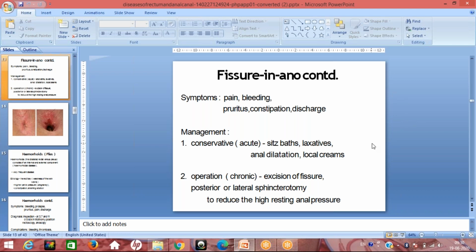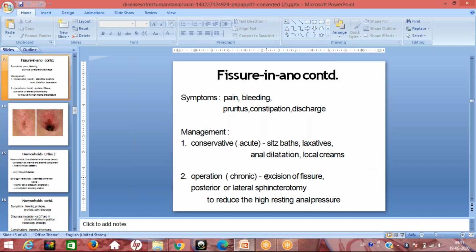So most commonly in acute fissure, the management is conservative. We need to reduce the high anal sphincter tone, and one predisposing factor which we need to correct is the hard stool. So the conservative management includes a laxative for a soft stool, anal dilatation and local cream application, calcium channel blocker cream, and trinitrate creams, the nitrate based ones.